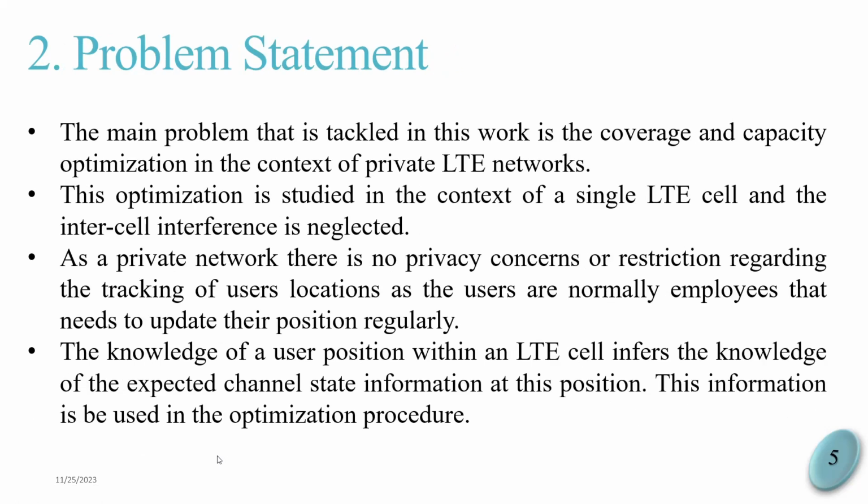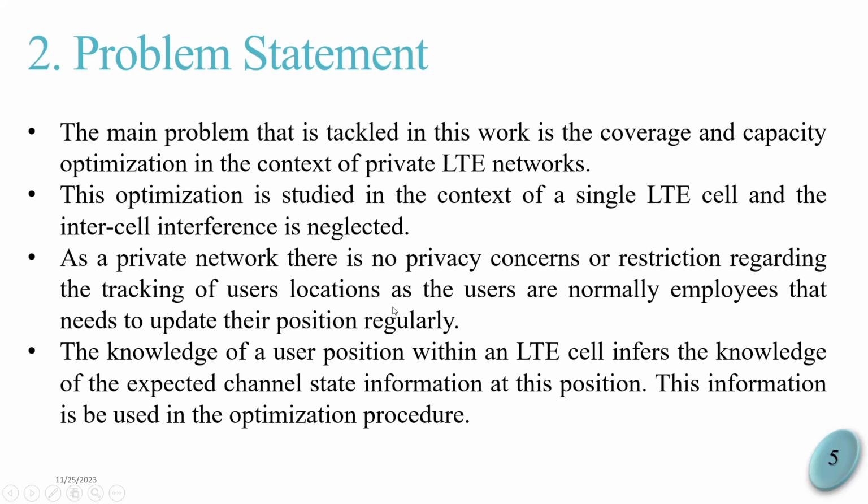As a problem statement, the main problem that we are going to tackle in this work is coverage and capacity optimization in the context of private LTE networks. The optimization is studied in the context of a single LTE cell, and we consider that the inter-cell interference is negligible. As a private LTE network, we have no privacy concerns or restrictions concerning the tracking of user locations.